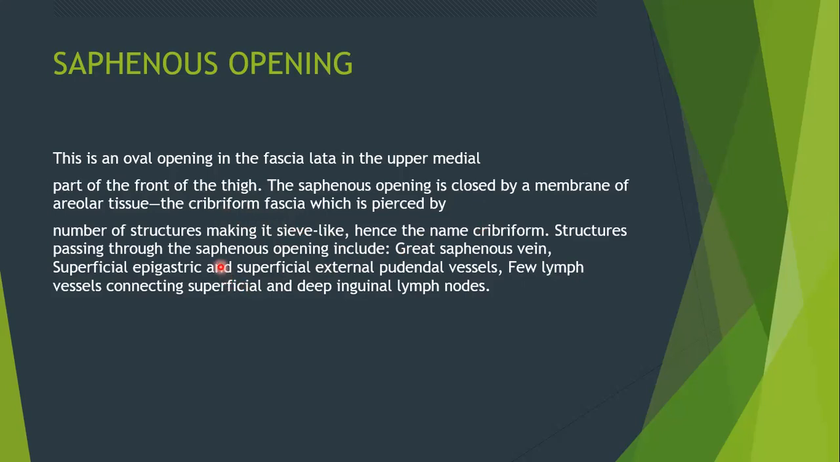And the structures which pass through the saphenous opening are these: the great saphenous vein, superficial epigastric artery and vein, superficial external pudendal artery and vein. And we also have a few lymphatics, lymph vessels which usually connect the superficial and the deep inguinal lymph nodes.